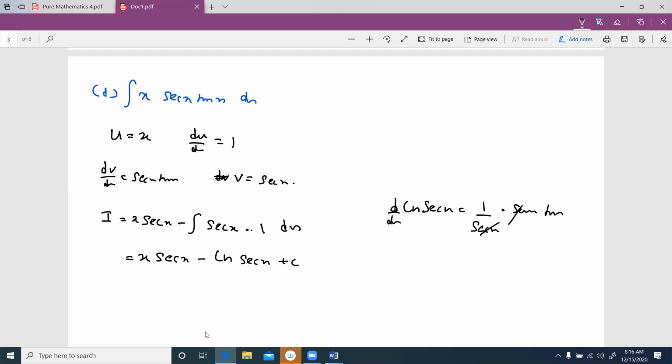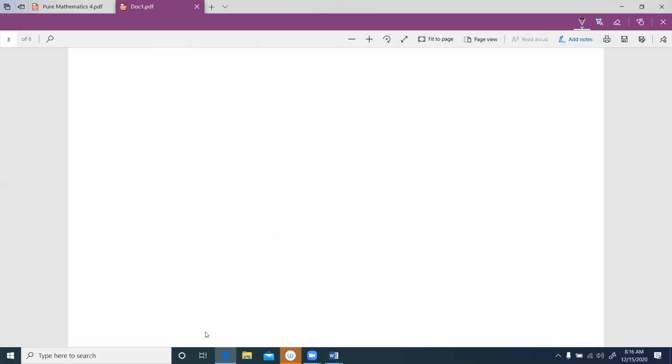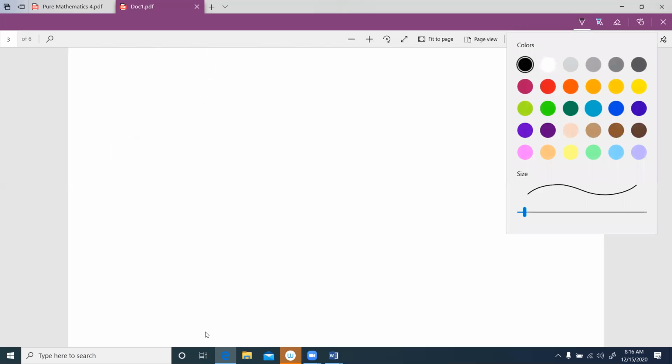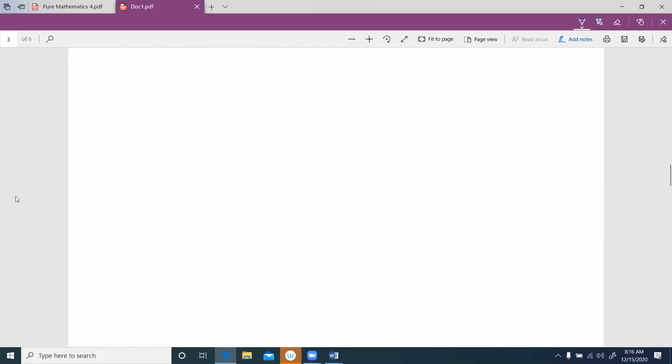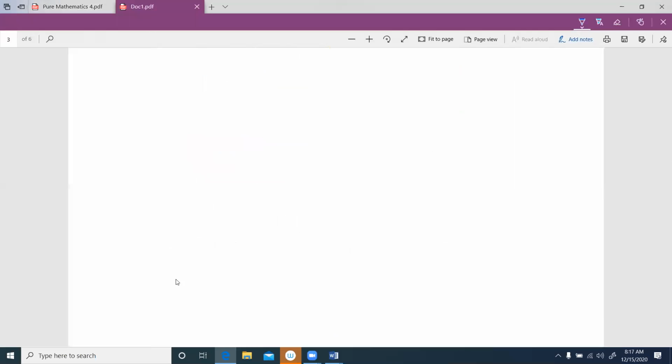Right. Then if you move to question number 2, similar questions to this. Ln x over x cube. Ln x over x cube. Question number 3, part C. The integration of ln x over x cube dx. We did these similar questions in the last section.